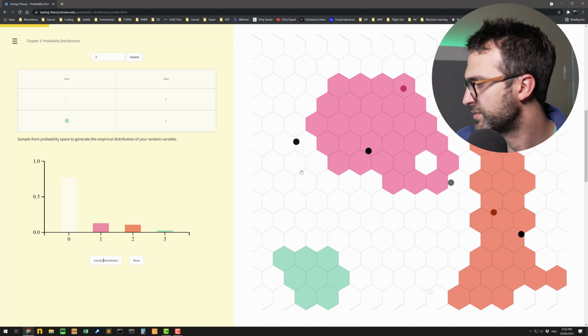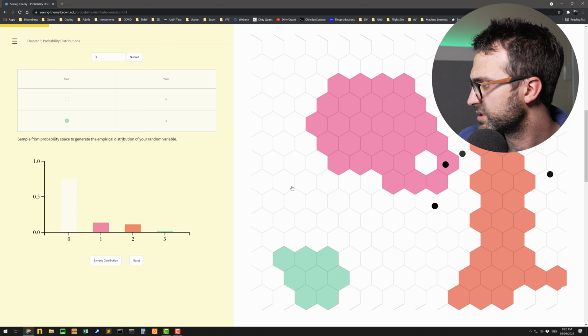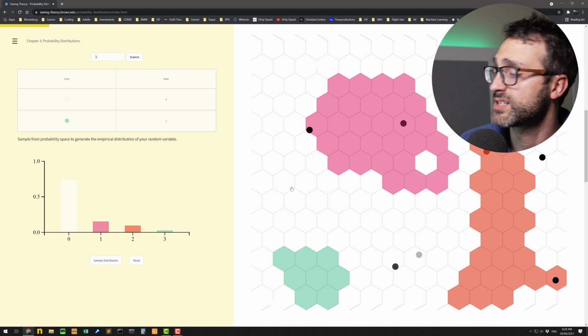Number two. And this little one here is gonna be number three. If I sample from that, these two should be pretty similar. And obviously there's a lot of white because that's just the background. So no, this is really cool.